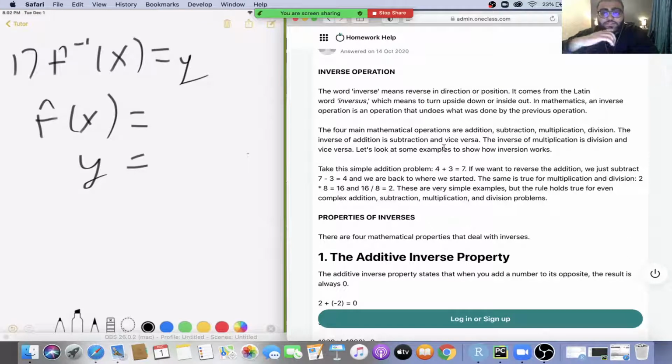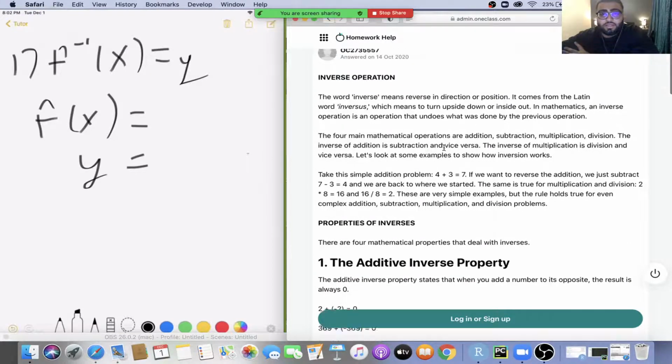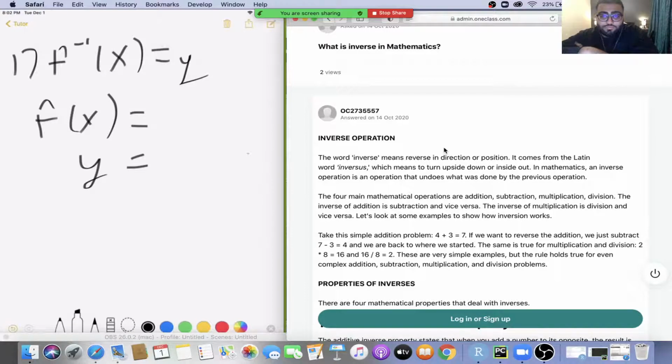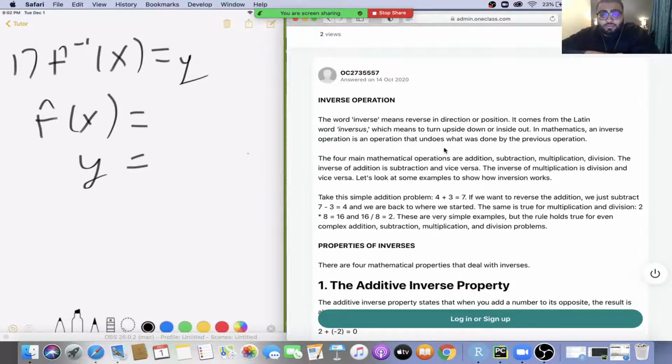The word inverse means reverse in direction or position. It comes from the Latin word inversus, which means to turn upside down or inside out. In mathematics, an inverse operation is an operation that undoes what was done by the previous operation. The four main mathematical operations are addition, subtraction, multiplication, and division. The inverse of addition is subtraction, and vice versa. The inverse of multiplication is division, and vice versa. Let's take a look at some examples to show how inversion works.